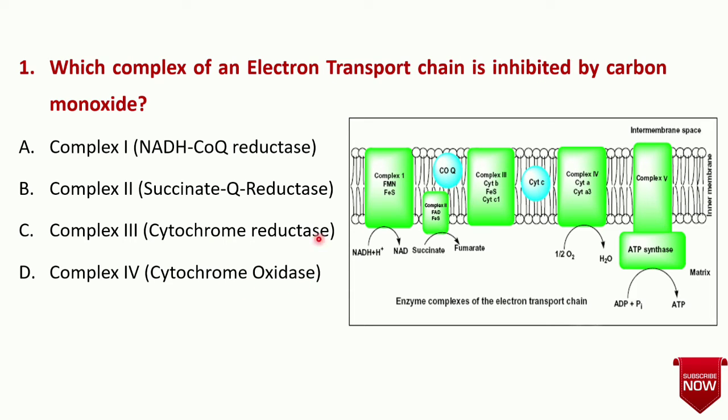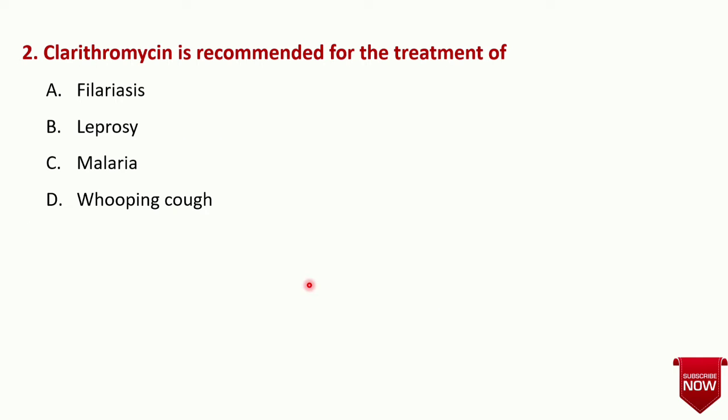So among all these, the carbon monoxide inhibits the cytochrome oxidase. So all these three are reductases, so they are not influenced by the carbon monoxide; the oxidase enzyme is only influenced by the carbon monoxide. So the answer is: the complex of the electron transport chain inhibited by carbon monoxide is complex 4, cytochrome oxidase.